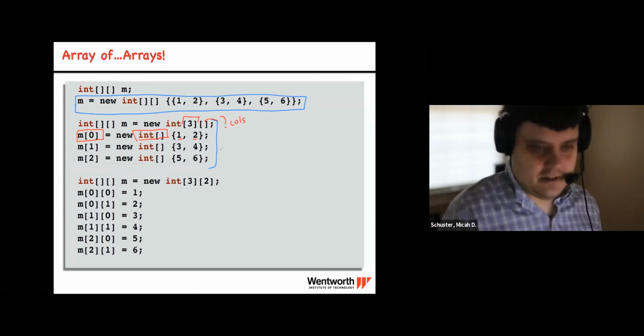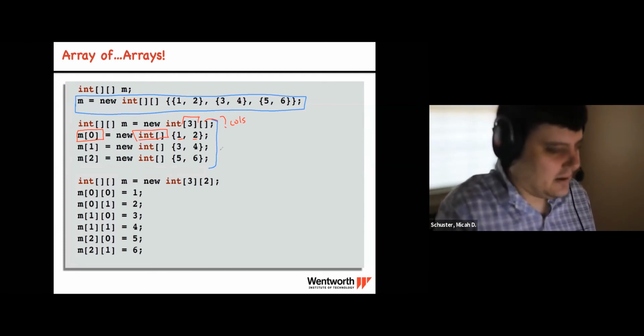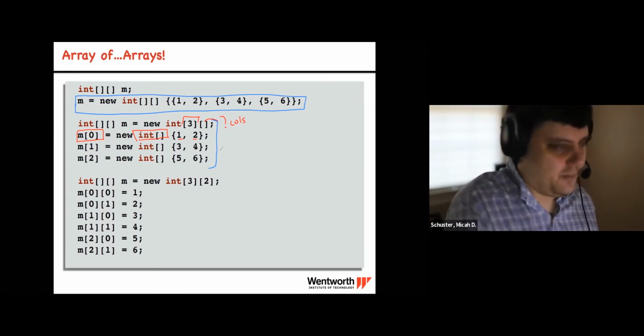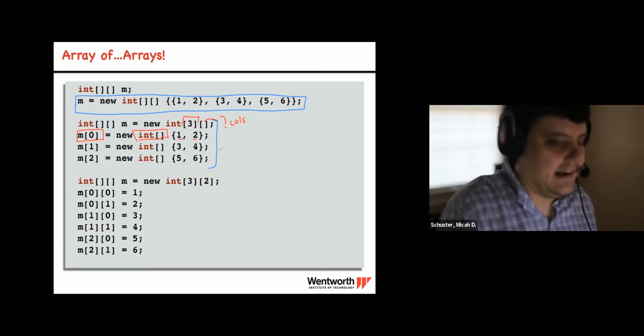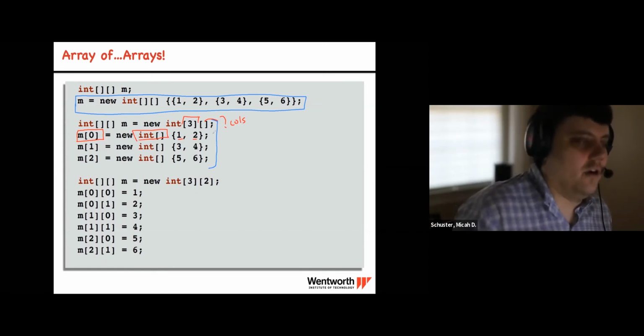I could make what's known as, it depends on what professors you have for math and stuff, but I would call this a jagged matrix or something, where you don't have the same number of columns in each row, for example.